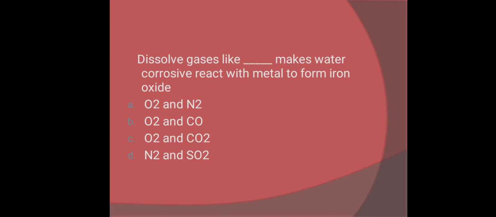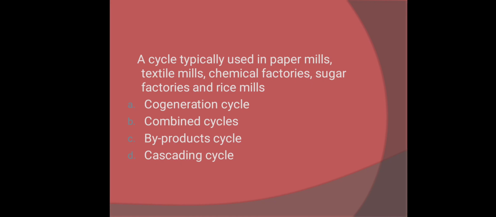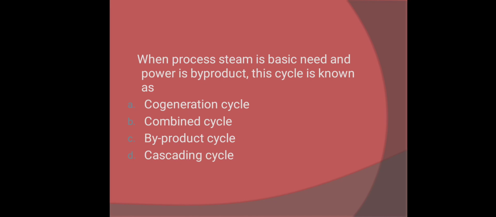Next, dissolved gases like blank makes water corrosive, reacts with metal to form iron oxide. Sagot natin dyan ay O2 and CO2 or oxygen and carbon dioxide. Letter C. Next, a cycle typically used in paper mills, textile mills, chemical factories, sugar factories, and rice mills. Sagot natin dyan ay letter A, Cogeneration Cycle. When processed steam is basic need and power is byproduct, this cycle is known as blank. Letter C, byproduct cycle.